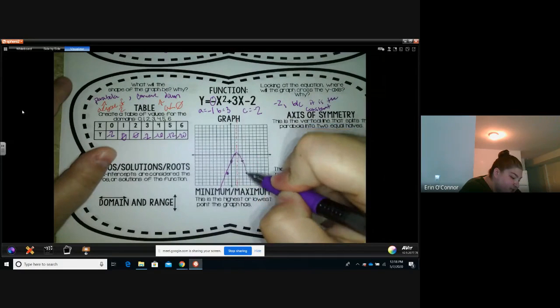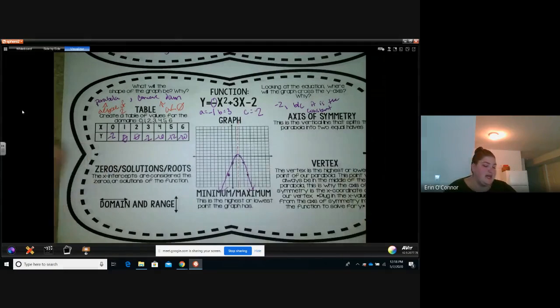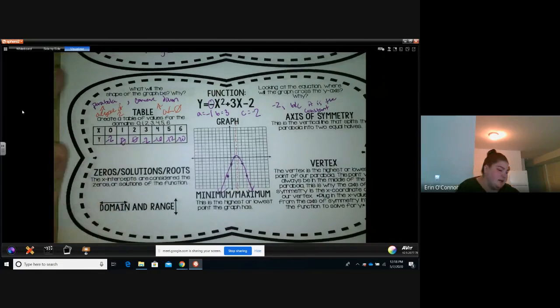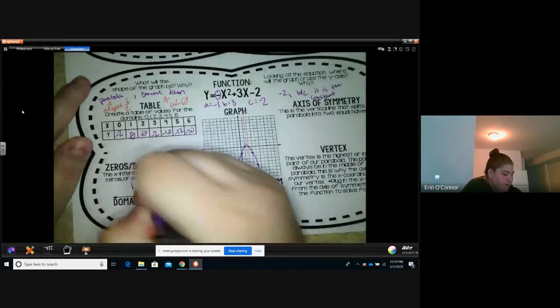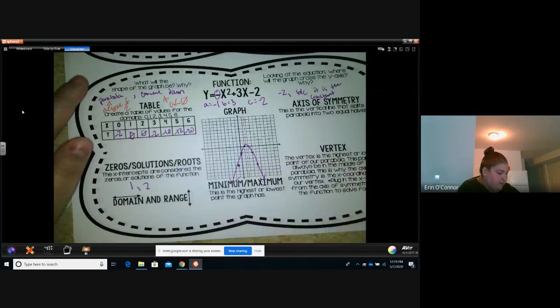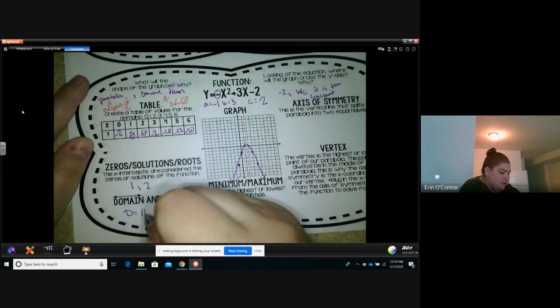I can look on my Desmos graph and it'll tell me, but we're also going to do the math for that. So my zeros are the x-intercepts. They're at 1 and 2, and I can also see that from the table where they're both a 0 there. So it's 1, 2. Remember, domain never changes. This goes left forever. This goes right forever. So the domain is all real numbers.